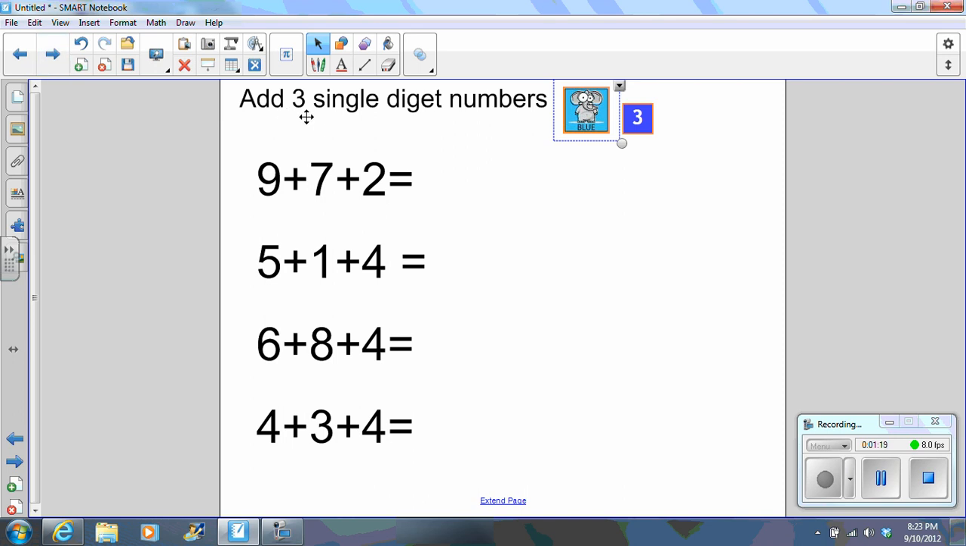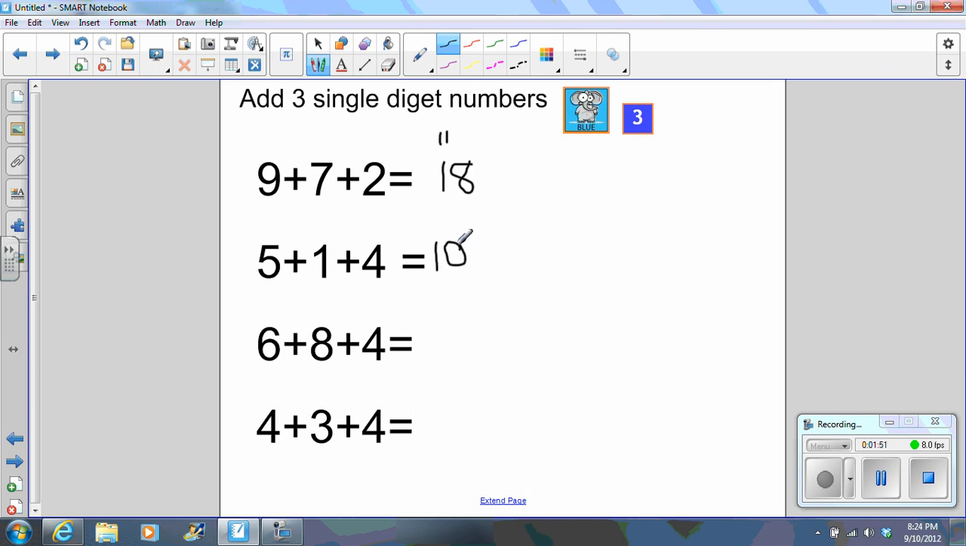We looked at adding 3 single digit numbers. There's lots of different strategies that students can use, and we've talked about different ones they can use. This one here, for example, students may choose to look for the largest number. So I know 9 and 2 is 11, plus 7 is 18. This one here, they might look and go, okay, well I know 4 and 1 is 5, and 5 and 5 is 10.